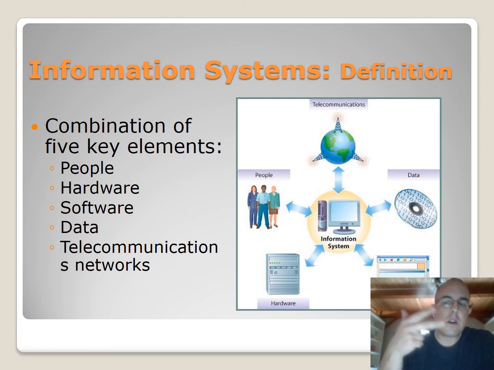Hardware and software, you've heard of, right? These are the raw materials. Data. Data is a key component of an information system, and we'll talk a little more about that definition in a bit. And then telecommunication networks. Those are the five components. Telecommunication networks are what connect all the different nodes in our system. And throughout the semester, we'll talk more in depth about all of these things.